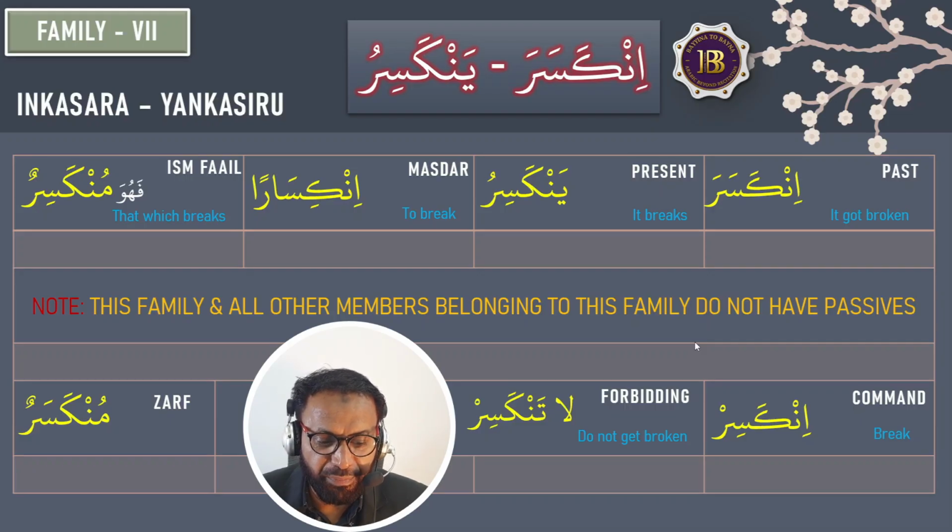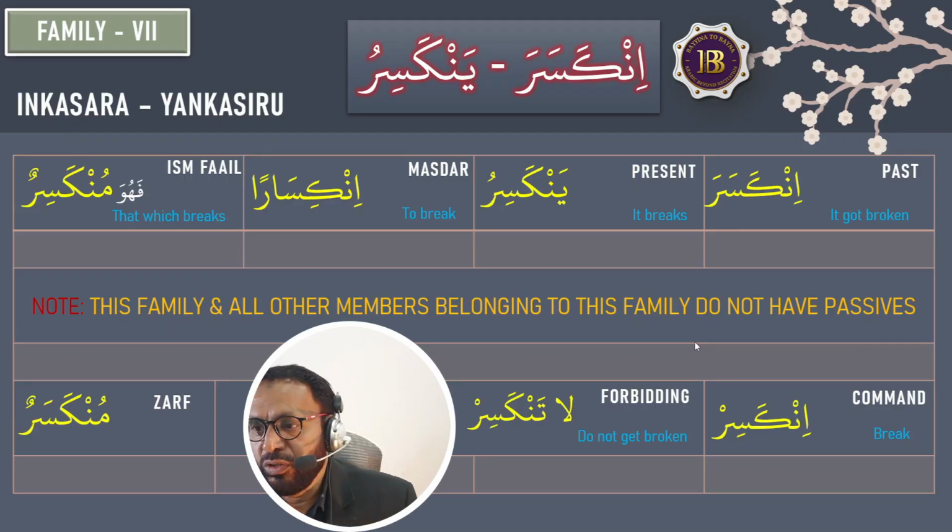Passive is related to tense. Tenses are only past and present. Okay? And since past and present are not passive, the maful will not come from it either.